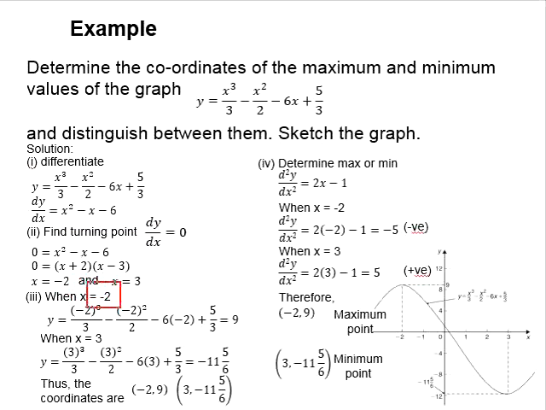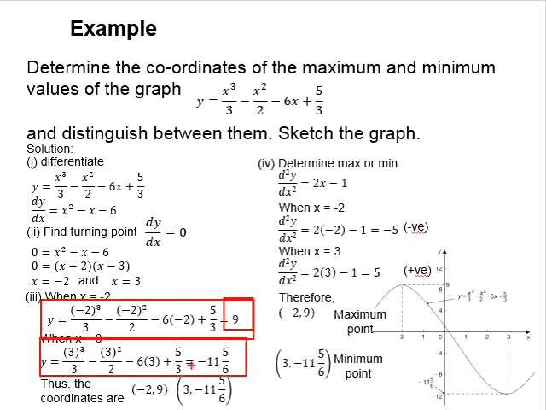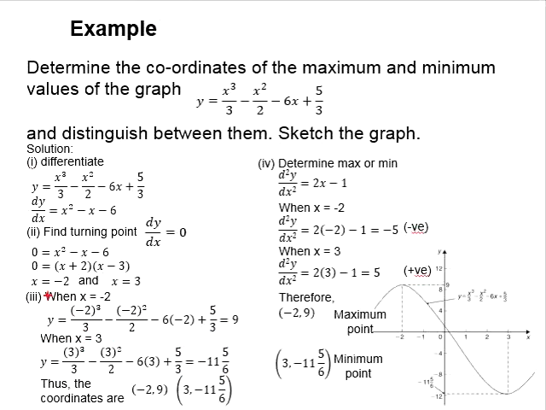Substitute x equals negative 2 and equals 3 into the function of y. This will give you y equals 9 and y equals negative 11 5/6. From there, you will know that the coordinates of the turning points will be negative 2, 9 and 3, negative 11 5/6. Next, you will need to determine the maximum and the minimum point.